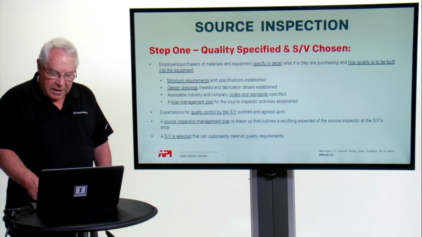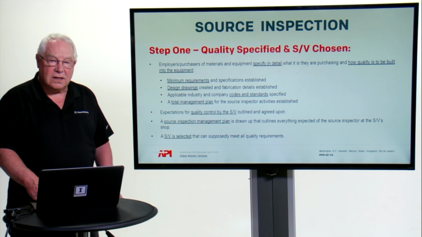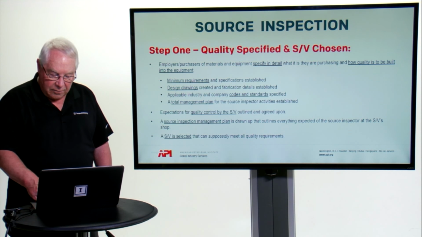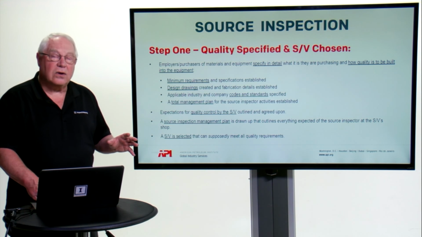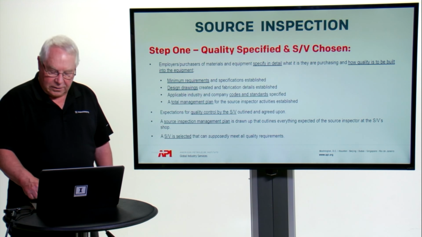And a source inspection management plan is drawn up that outlines everything that is expected of the source inspector as well as the supplier vendor in the shop. The supplier vendor then in this step is selected who supposedly can meet all the requirements that have been specified in step 1.